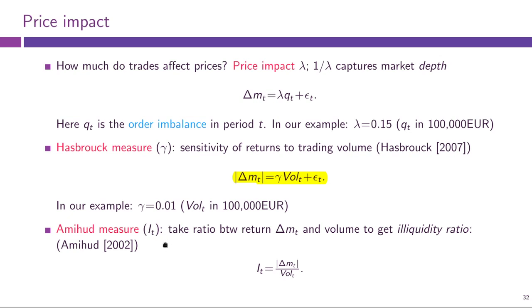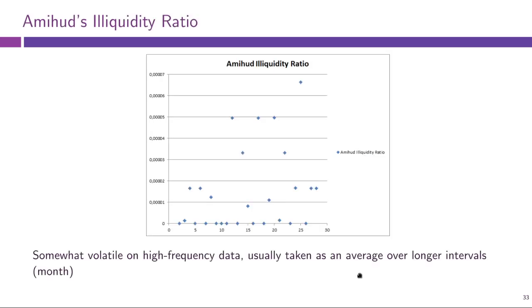A very related measure to Hasbrouck is the Amihud measure of liquidity. And what it does is, instead of taking this linear regression between changes in the mid quote and the trading volume, the Amihud measure takes their ratio. And this is pretty much it. Just a different functional form, but the interpretation is for the most part the same. In our data set, if you estimate the Amihud ratio measure by measure, you can see that it is pretty volatile and not particularly informative. But then again, you can estimate it using more aggregated data. So you can use it as an average over some longer time intervals, which I believe is the way that it is typically used.